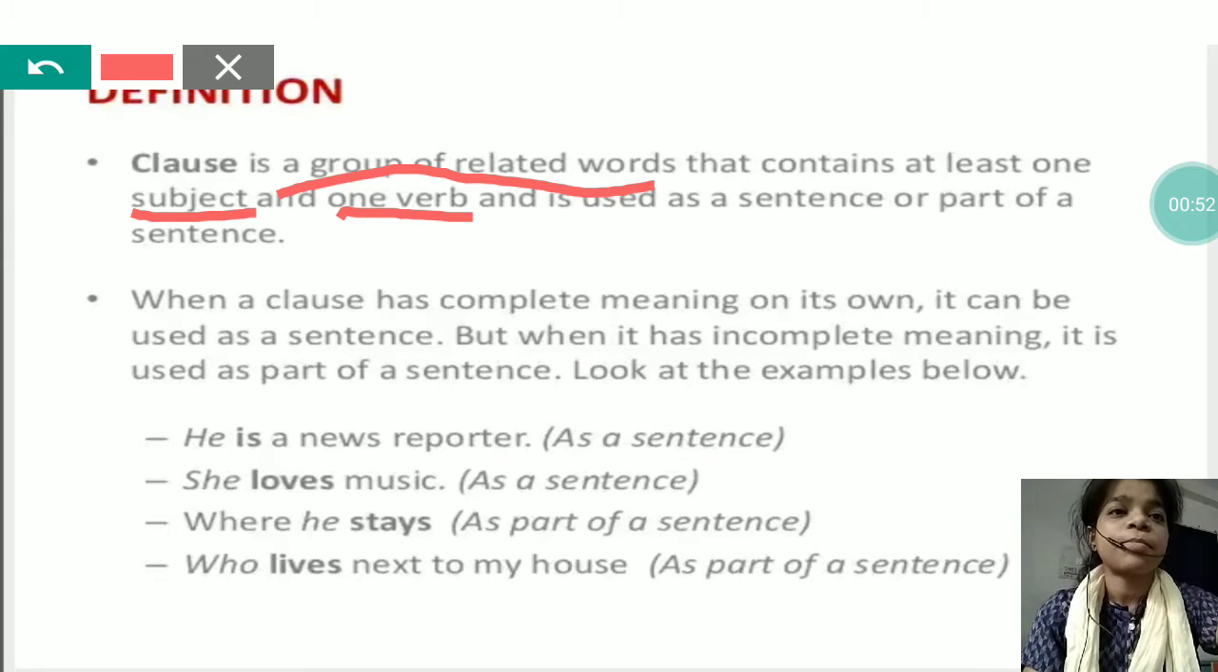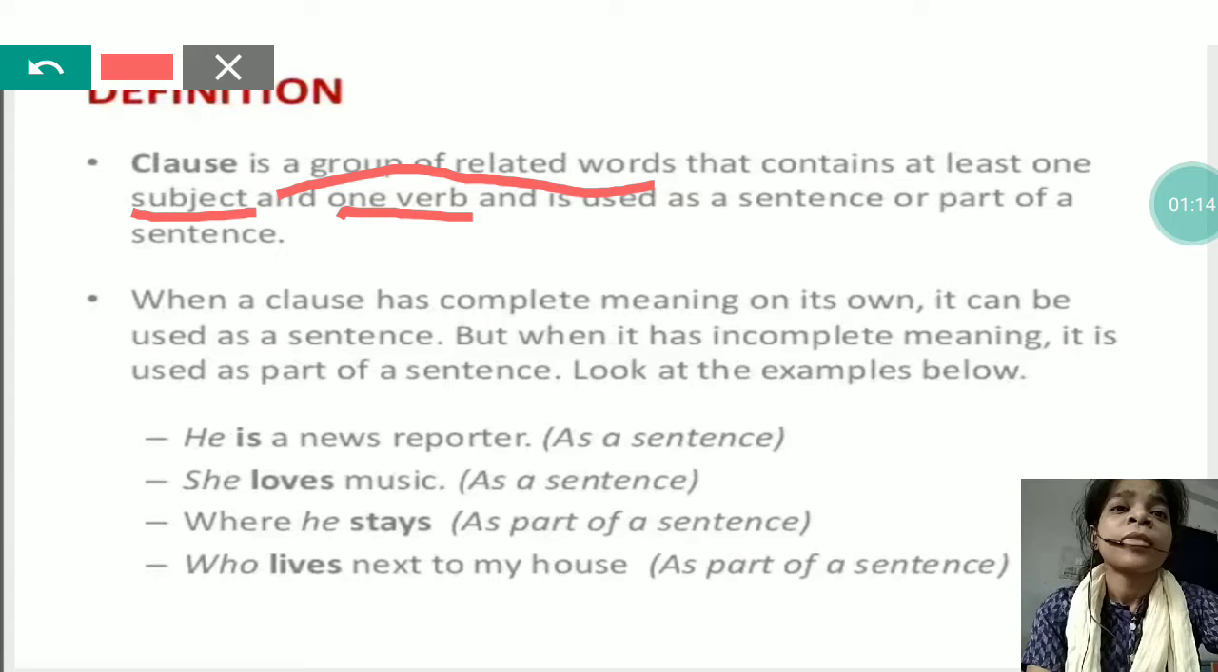When a clause has complete meaning on its own, it can be used as a sentence, but when it has incomplete meaning, it is used as a part of a sentence. Now, a clause can be of two types. If its meaning is complete, it can be called a sentence, but if its meaning is incomplete, then it will be called a part of a sentence.